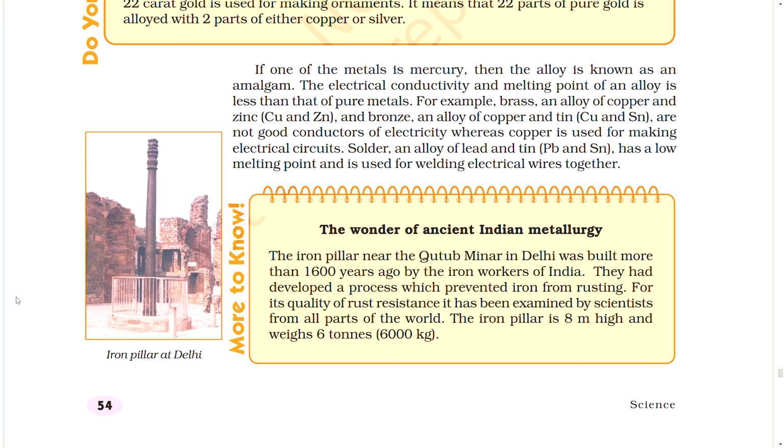are not good conductors of electricity, whereas copper is used for making electrical circuits. Solder, an alloy of lead and tin, Pb and Sn, has a low melting point and is used for welding electrical wires together.